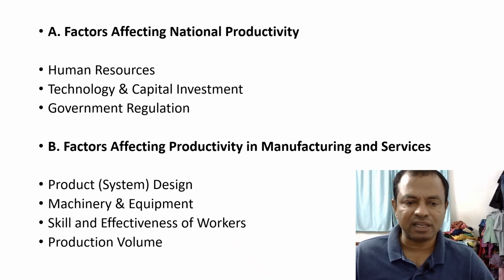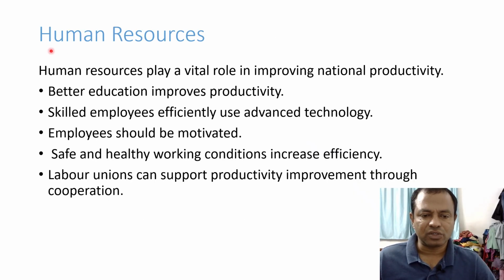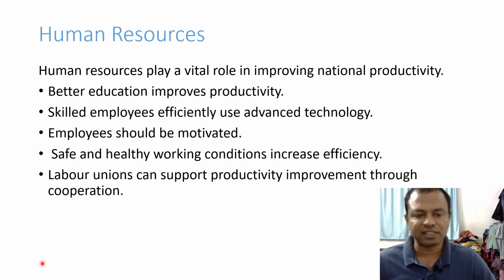So first we will see factors affecting national productivity. So they are human resources. First, human resources means what? Human resources means people. So human resources play a vital role in improving national productivity. So better education improves productivity. Skilled employees efficiently use advanced technology. Employees should be motivated. Safe and healthy working conditions increase efficiency.